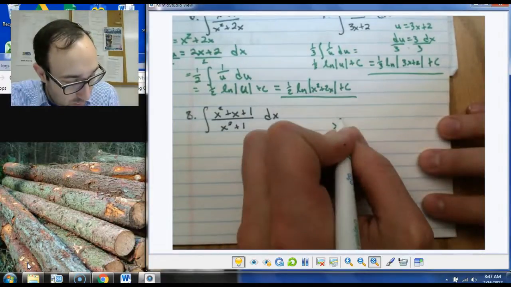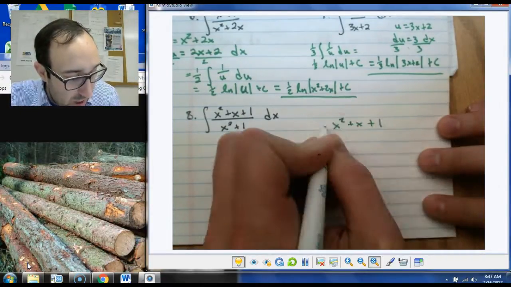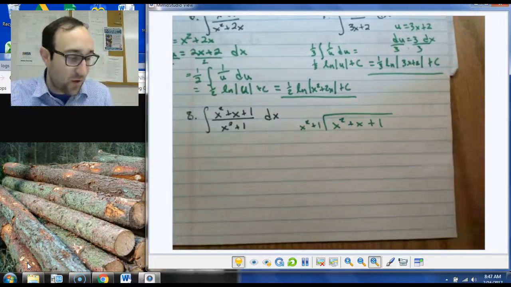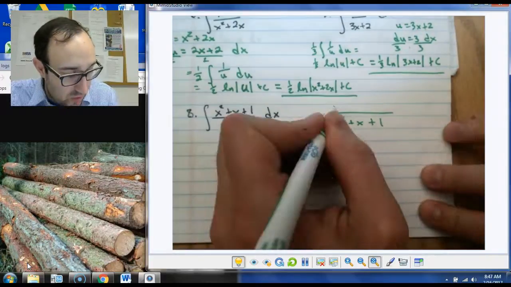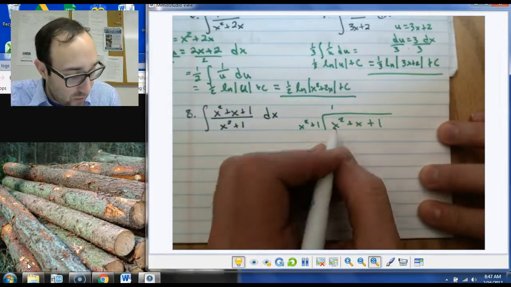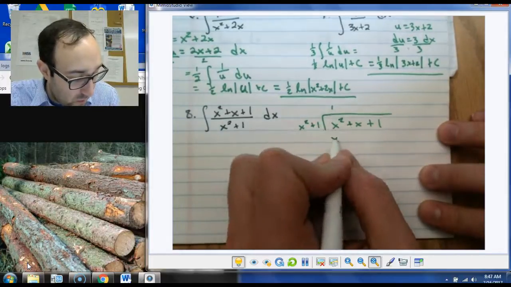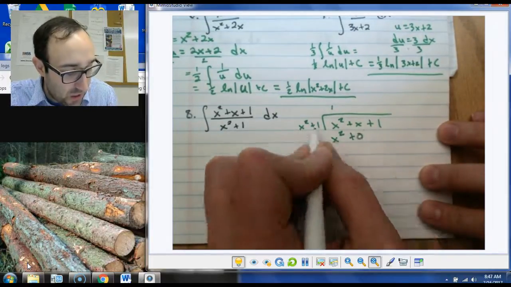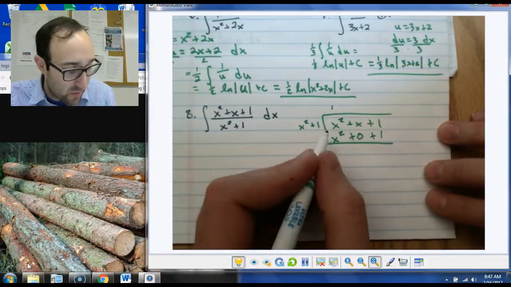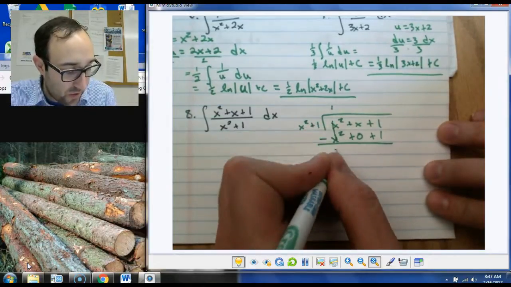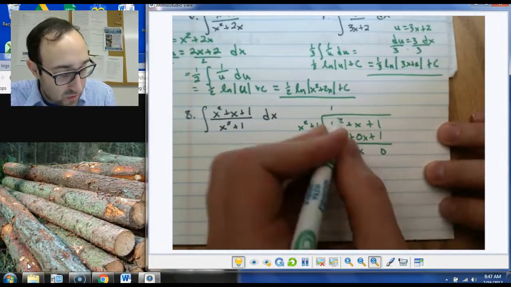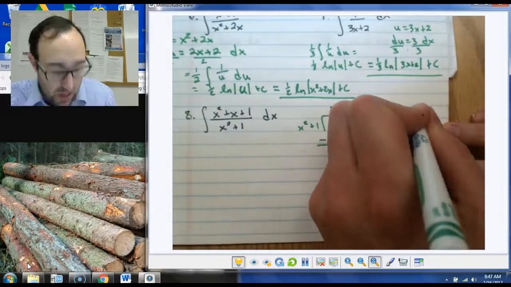So I'm going to take x squared plus x plus 1 and divide that by x squared plus 1. How many times does x squared go into x squared? It goes in 1 time. So I've got 1 times x squared, which gives x squared, plus 0x, plus 1. If I subtract, these cancel out, x minus 0 is still x, and 1 minus 1 is 0. So I have a remainder of x.